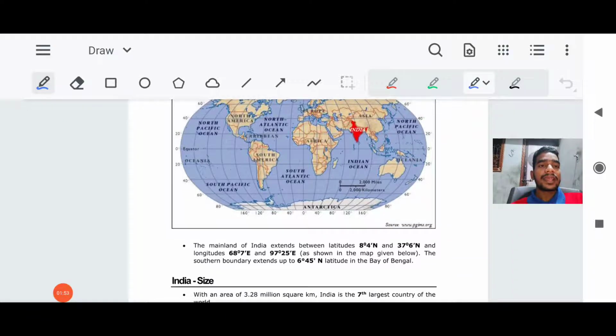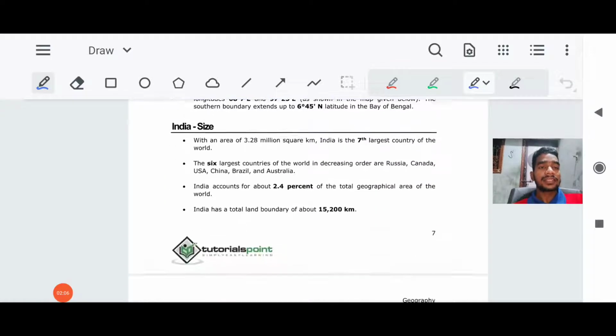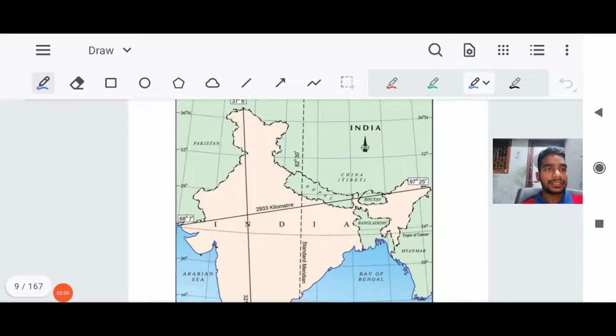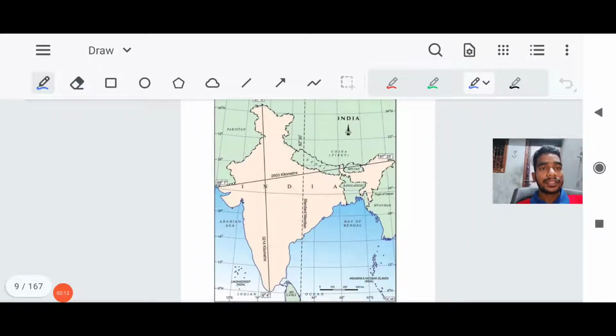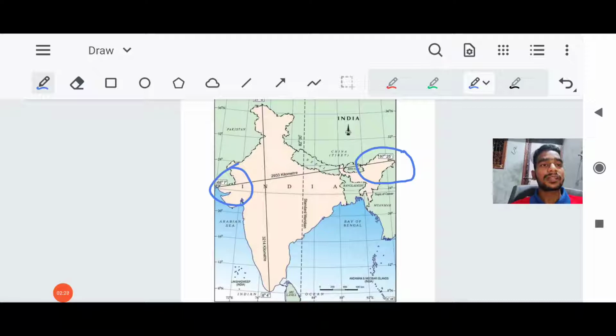The mainland of India extends between latitudes of 8 degree 4 minutes north and 37 degree 6 minutes north, and the longitudes of 68 degree 7 minutes east and 97 degree 25 minutes east. We can see this from this map. Yes, this is the map, and you can see here it is 68 degree 7 minutes, as well as this is the 97 degree 25 minutes, from this part of Gujarat to this part of Arunachal Pradesh, I can say.